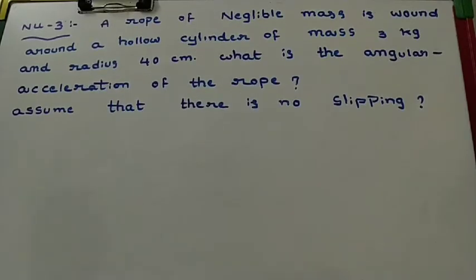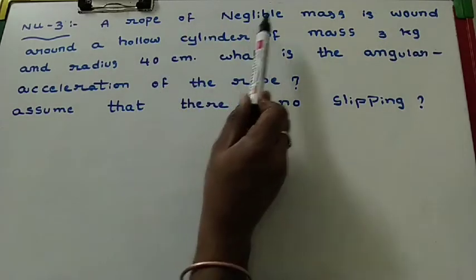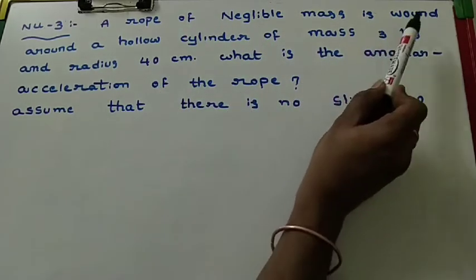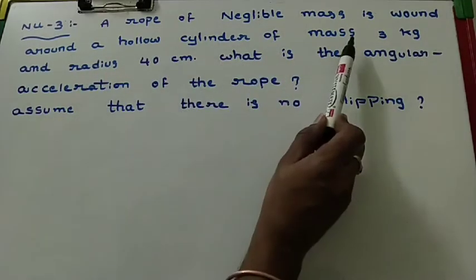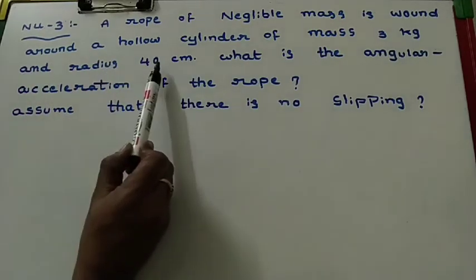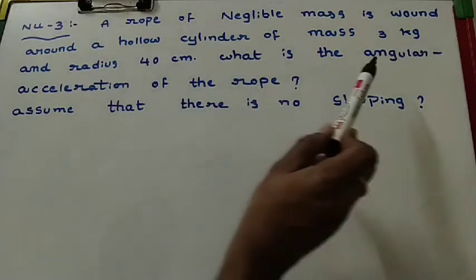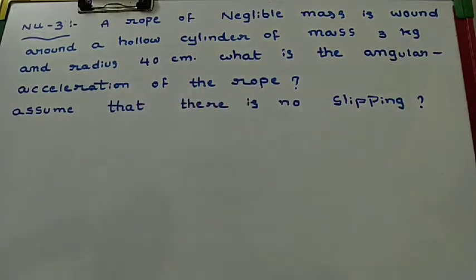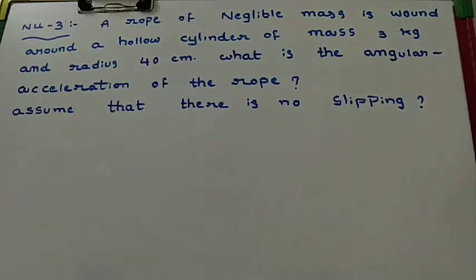My dear students, now we are going to discuss numerical number 3. A rope of negligible mass is wound around a hollow cylinder of mass 3 kg and radius 40 centimeters. What is the angular acceleration of the rope? Assume that there is no slipping. This is the question.